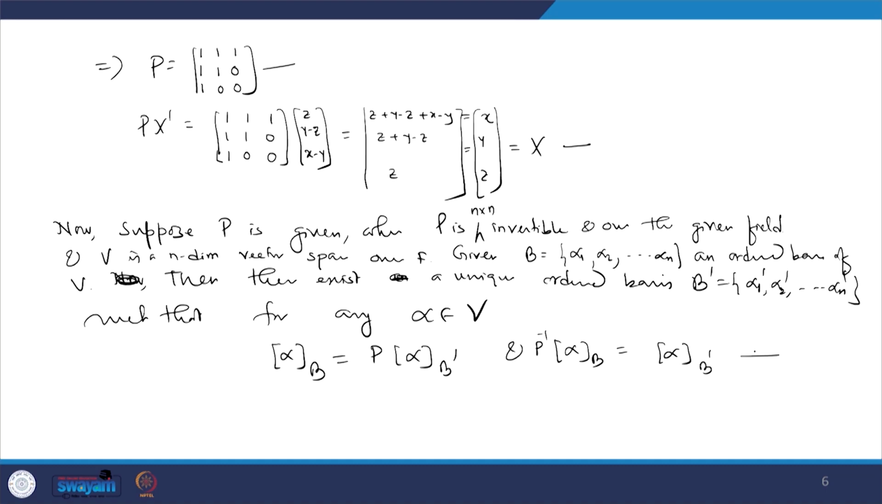Now, how to prove that one also? This proof is again not a difficult one. So, the proof is like this. Let Q equal to P inverse, because P is given to me invertible. So, I can write Q equal to P inverse, please. Okay. So, like this thing.